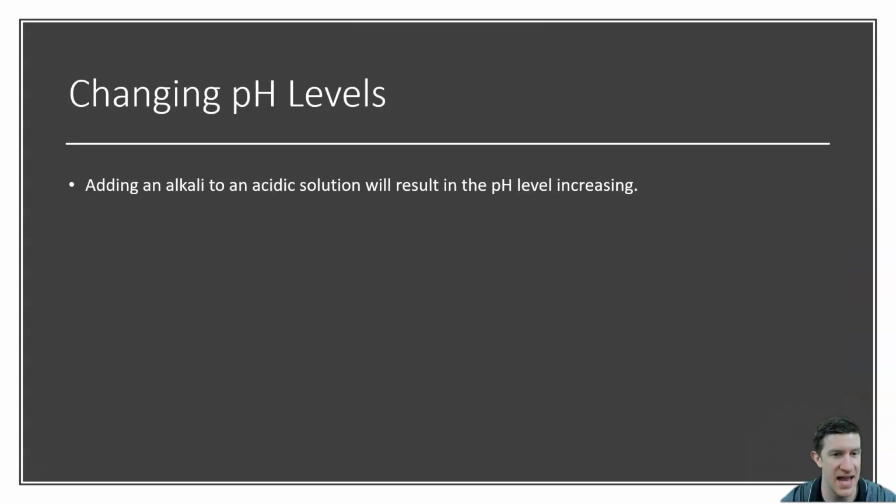So if I'm adding an alkali to an acidic solution, so what we're saying is you've got a solution of acid and you add an alkali to it, the pH level is going to increase because the acidic solution is low. Remember, it's less than 7. And I'm adding an alkali, which is greater than 7. So it's going to slowly increase the pH. It's actually going to make it less acidic, which is increasing the pH. So if you can get your head around that: as I'm making it less acidic, it's actually increasing the pH. It's getting closer to 7. And that's what's going to happen.